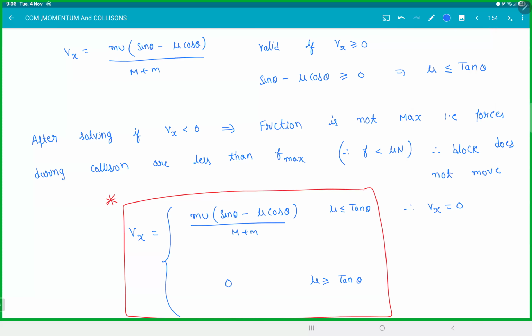One of the most common mistakes, right? People think that is the final answer, basically. There is a possibility the block doesn't move. All clear with this?